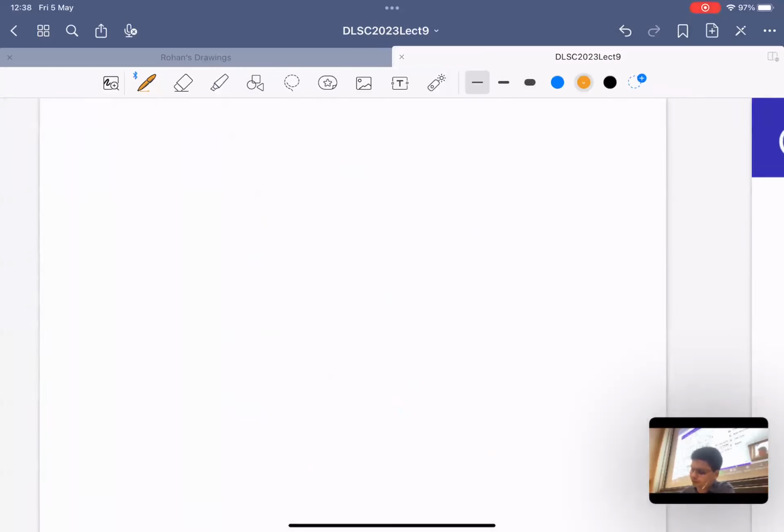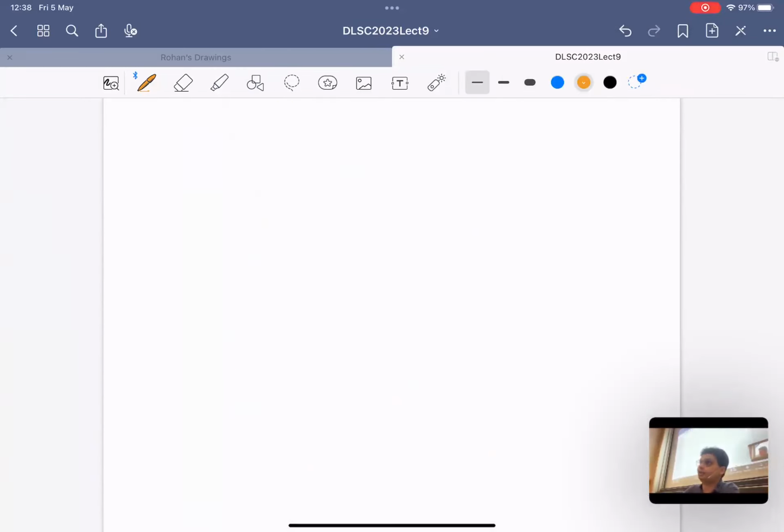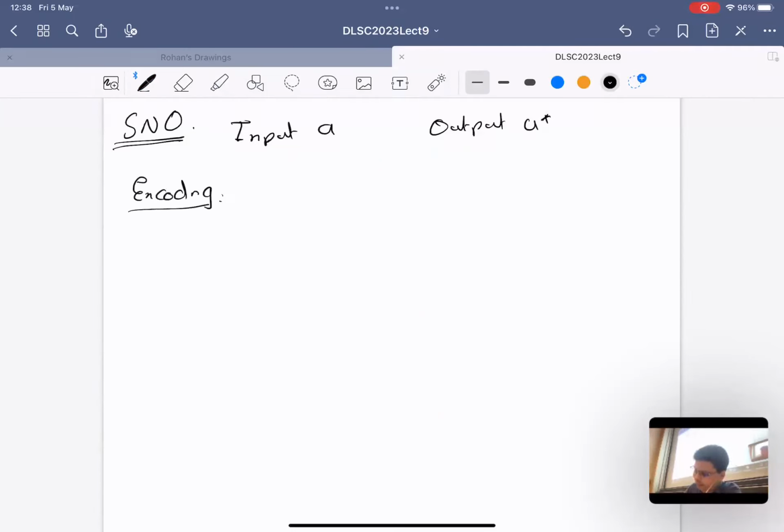Okay, so let me just summarize what a spectral neural operator is, and then you can ask me, or I'll ask you some questions. So we have the spectral neural operator, SNO. Remember that the input is A, the output is, let me call it U star. So what are those steps? Encoding. Here I take A and I'm going to produce E of A.